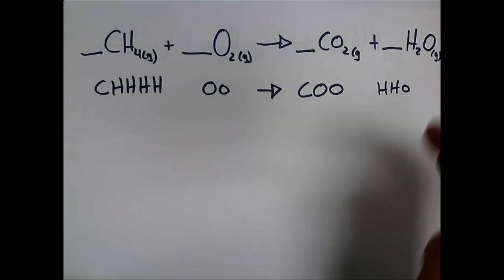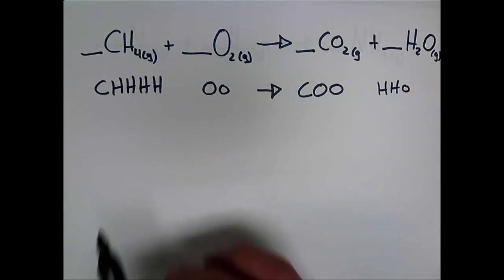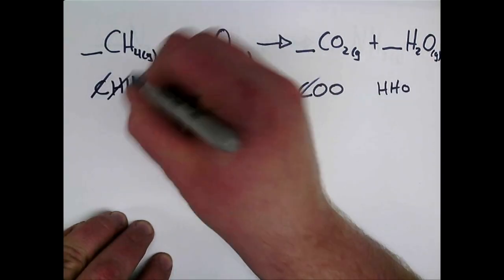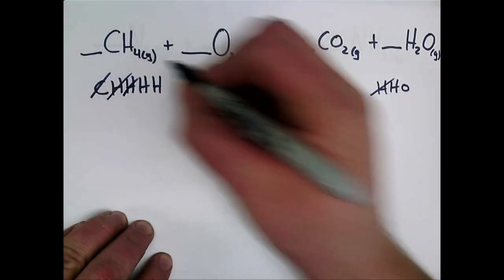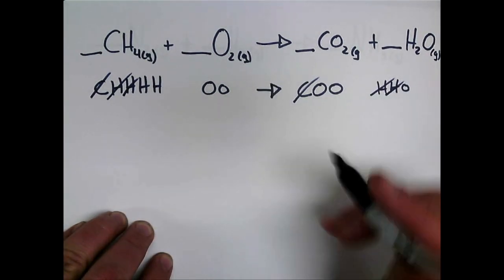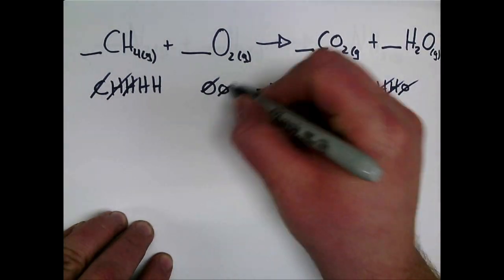Now what I'm going to do is go back and forth and just cross off the same element on both sides. So I have a carbon and a carbon. I have a hydrogen and a hydrogen. I have another hydrogen and another hydrogen. And now I'm out of hydrogens. Okay? Oxygen and an oxygen, oxygen and an oxygen.